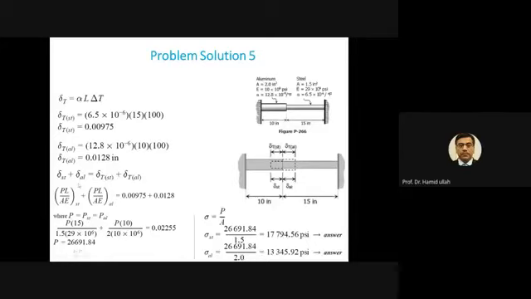Then, whether it is because of load, you can see PL by AE, which is from Hooke's law. You will put the value for this, which is for steel. Similarly, for this one, it is PL by AE, which is because of the resistive force from the aluminium.